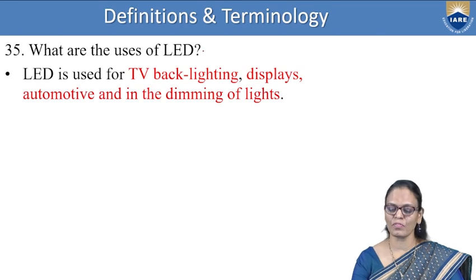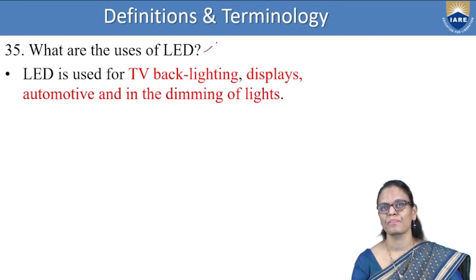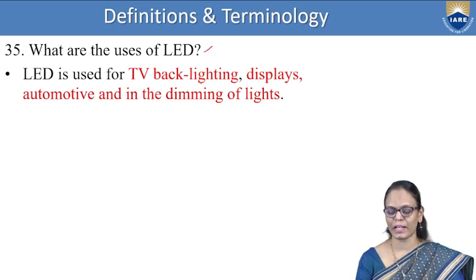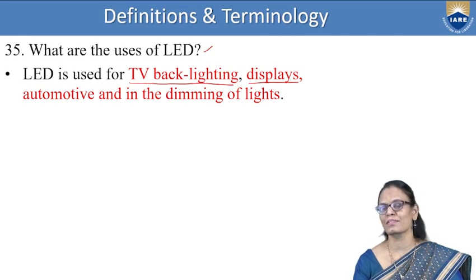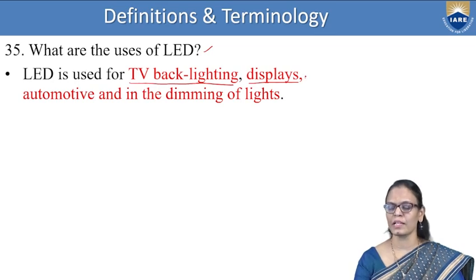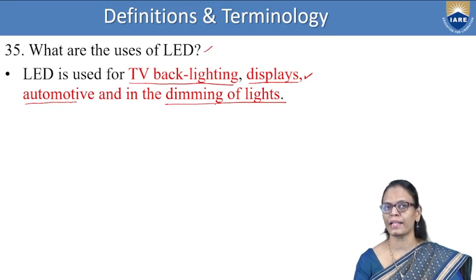Next, what are the uses of LED? LED is used for TV backlighting. Whatever background light we see in a TV is due to light emitting diodes. Then we see LEDs in displays. For example, at signals you see the timer; they use LEDs because they work in the visible region. And also in automotives and in the dimming of lights, we use LEDs.